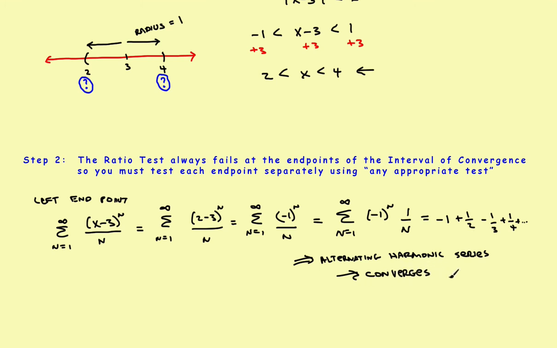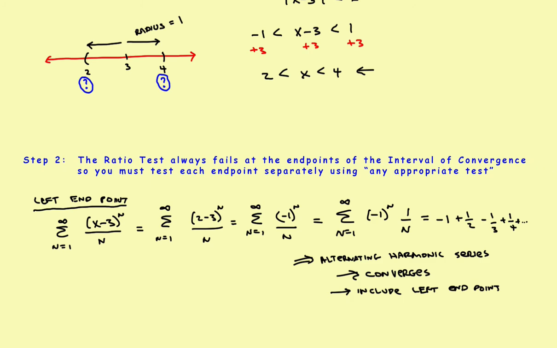So because it converges, that means that you include the left endpoint. So what that means up here on this one is that this is going to be included and this will have an equal sign with it. So that was the test for the left endpoint.